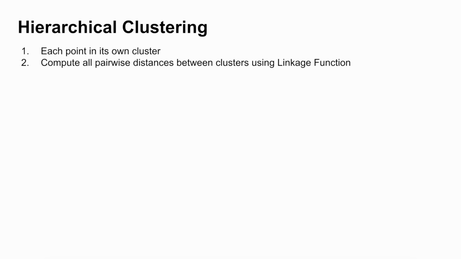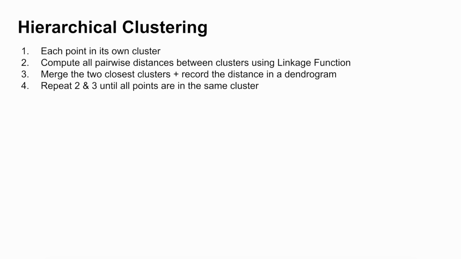Hierarchical clustering functions as follows. Start with all points in their own clusters. Compute the distance between all pairs of clusters using the linkage function. Merge the two closest clusters and record the distance at which the merge occurred in a dendrogram. Repeat steps 2 and 3 until all points are in the same cluster. This approach is known as agglomerative clustering.